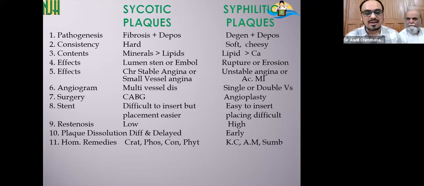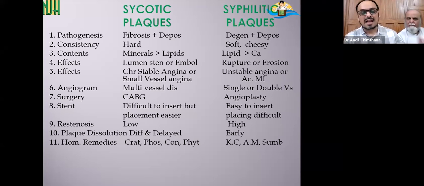So what are the effects of psychotic plaque? They cause lumen stenosis or embolism. Whereas in syphilitic plaques, the plaque can rupture or slowly chip off, slowly erode. So rupture or erosion is very common in syphilitic plaques. So what are the clinical effects? You generally get chronic stable angina or small vessel angina in psychotic plaques. That means they have been having angina pectoris since 10, 15 years and nothing has happened to them. Major heart attacks have not come. Whereas syphilitic constitutions very easily land up with unstable angina, and the incidence of acute myocardial infarction is quite high.